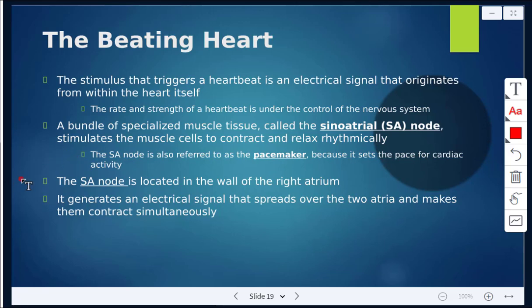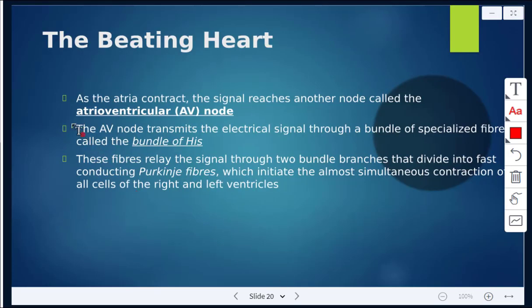This SA node is located in the wall of the right atrium, and it generates an electrical signal that spreads over the two atria and makes them contract simultaneously. And then there's another node called the atrioventricular or AV node. As the atria contract, the signal reaches this node, the AV node.